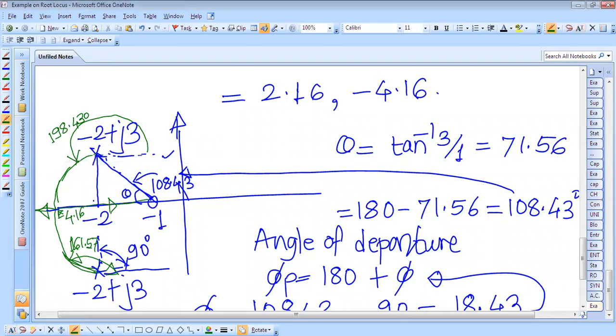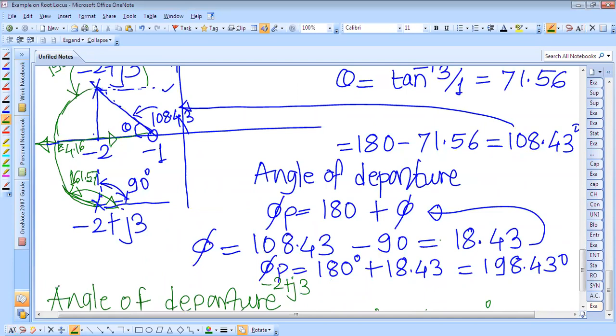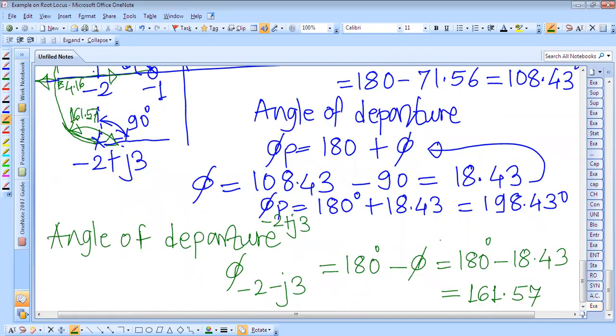So in this way, we can find the angle of departure for the given example.